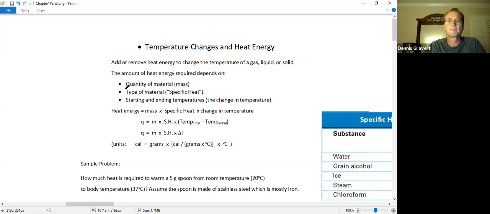Okay. So we got a little math over here, but first I want to get a fundamental understanding of the concept. So the idea is that if you add or remove heat energy, that's going to change the temperature of an object, whether it's a gas, liquid, or solid. That's pretty straightforward, right? You warm something up in your hands, the object gets warmer. You stick something in the refrigerator, pull the heat energy out, it's going to get colder.